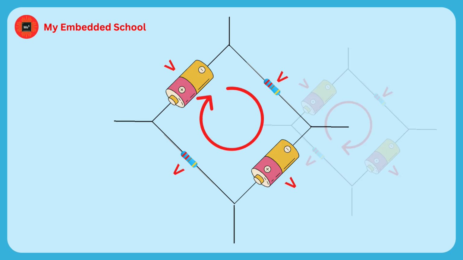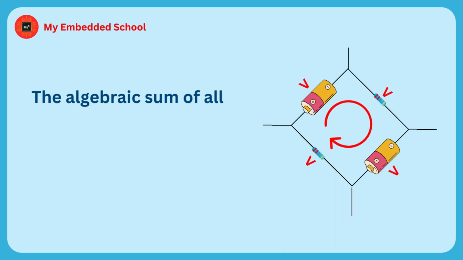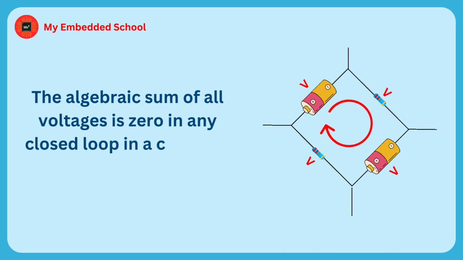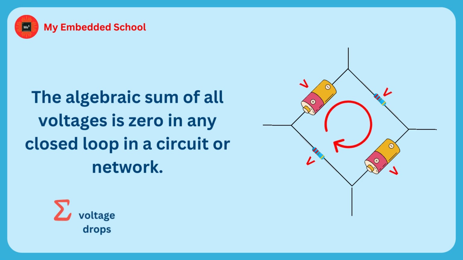Kirchhoff's voltage law states that the algebraic sum of all voltages is zero in any closed loop in a circuit or network. We also state this law another way: the sum of all voltage drops in a network equals the sum of all voltage rises in the network. We will understand this law by taking one example.